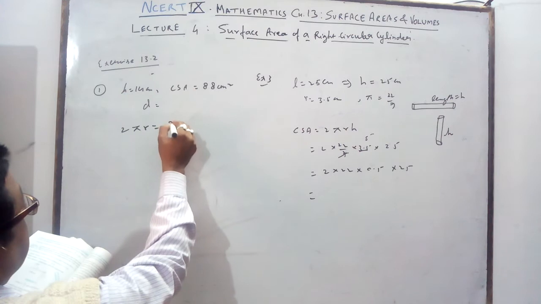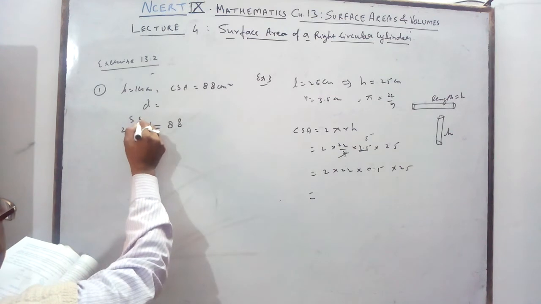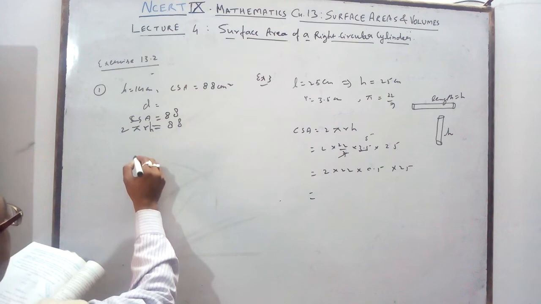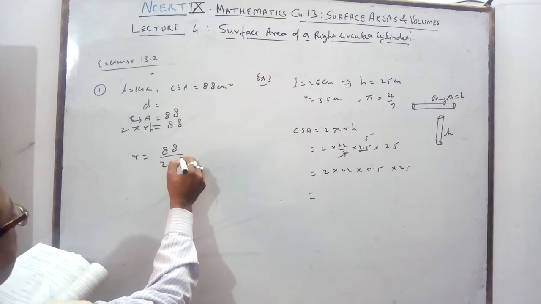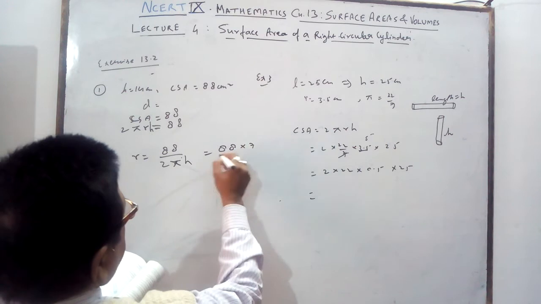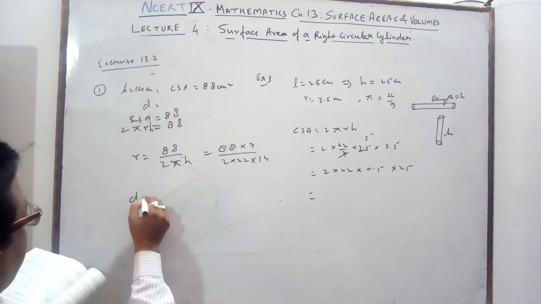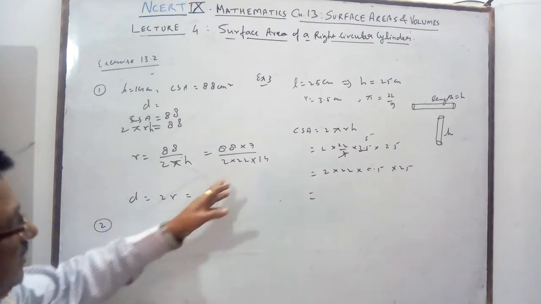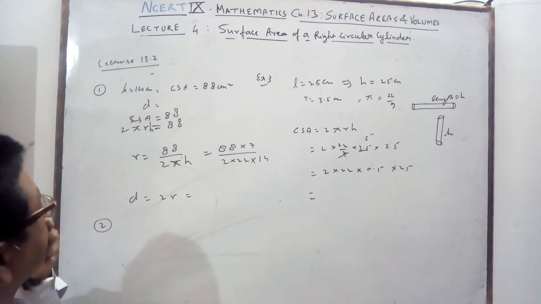So CSA is 2 pi r h, and CSA is given as 88. You want to find out r. r is equal to 88 upon 2 pi h, which gives you 88 into 7 upon 2 into 22 into 14. Then find out d, that is 2r. Very simply, cancelling 22 4 times, 7 2 times, 2 2 times, and like this you will get the answer.